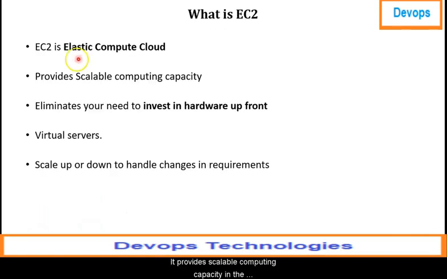EC2 is Elastic Compute Cloud. It provides scalable computing capacity in Amazon Web Services. Amazon EC2 eliminates your need to invest in hardware upfront, so you can develop and deploy applications faster. You can use Amazon EC2 to launch as many or as few virtual servers as you need, configure security and networking, and manage storage. Amazon EC2 enables you to scale up or down to handle changes in requirements or spikes in popularity, reducing your need to forecast traffic.